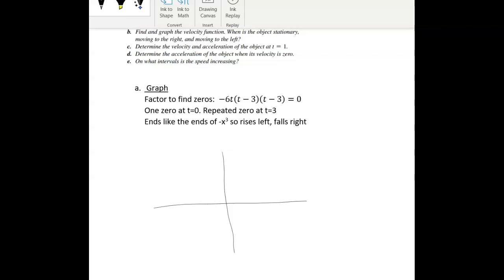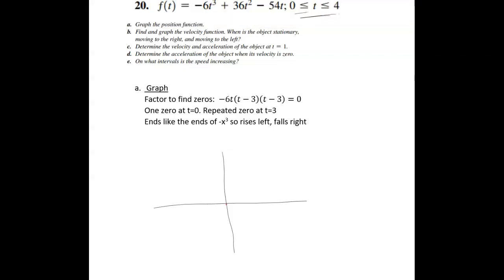I have a 0 at t is 0, and a 0 at t is 3. Oh, wait a minute. I have a repeated 0 at t is 3. And it's repeated an even number of times. There are 2 zeros at t equals 3. So what that means is my function is not going to change sign there. I'm just going to touch t equals 3 and turn around, either from this direction or this direction. But then the way I figure out which direction, I'd be able to look at the end behavior.